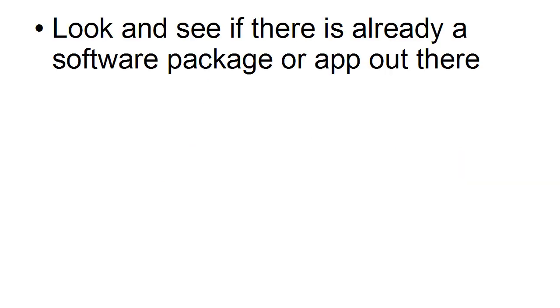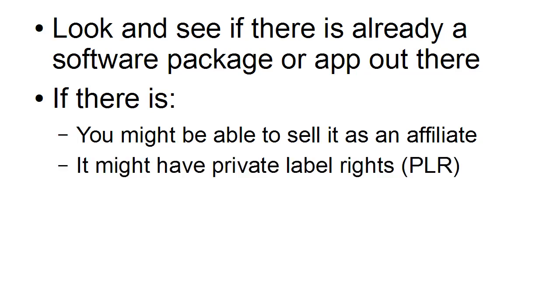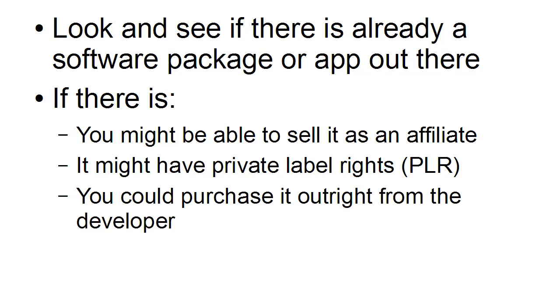You also want to look and see if there's already a software package or an app out there. If there is, then you might be able to sell it as an affiliate. It might have private label rights or PLR. Or you might be able to purchase it outright from the developer. And if you can do that, then you can resell it with your name on it, or you can modify it and then resell it.